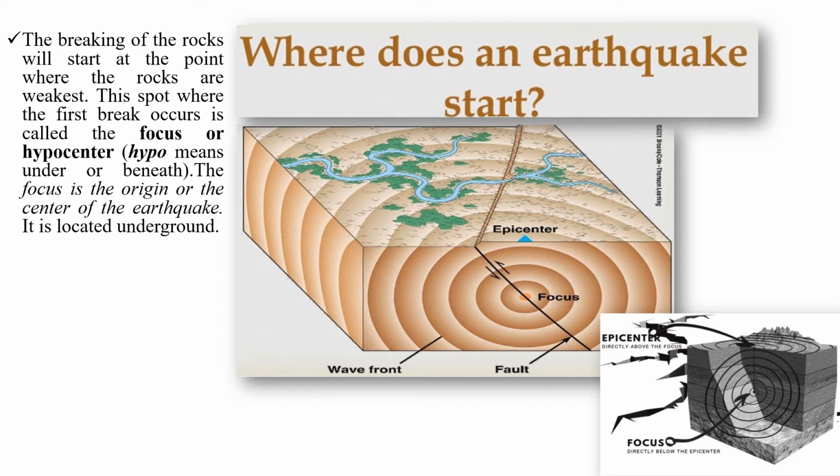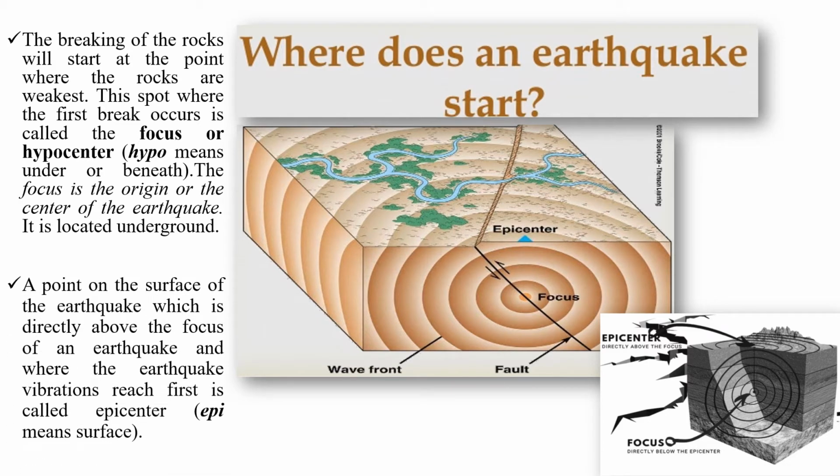It is located underground. A point on the surface, which is directly above the focus of an earthquake, and where the earthquake's vibrations reach first, is called the epicenter. Epi means surface.